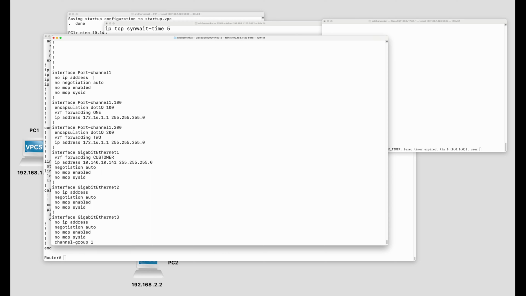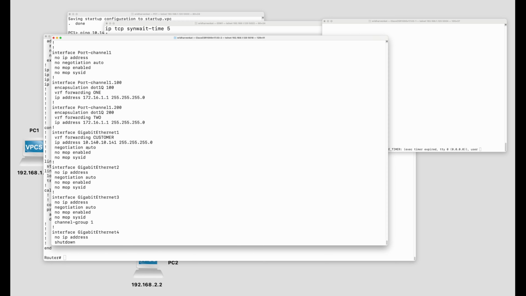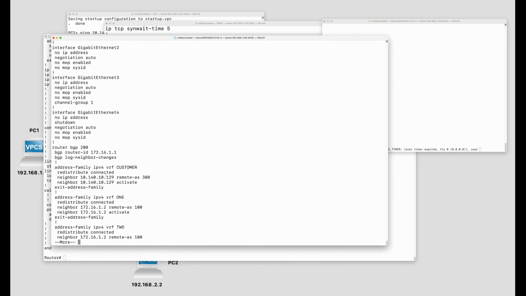And let's look at the ports. There's a port channel 1. This is on the left side towards the core router, and both carry the same IP, 172.16.1.1, on two different VRFs. And the customer side, there is an IP 10.140.10.141 with the VRF customer on it, and that is it.